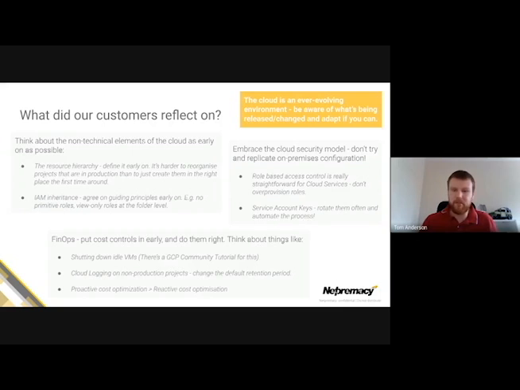Some of those functions and features can help accelerate that maturity, right? Accelerate your journey into the cloud. Be aware of them. Start talking to people like Net Primacy. Start interacting on webinars like these where we're trying to present some of this information.